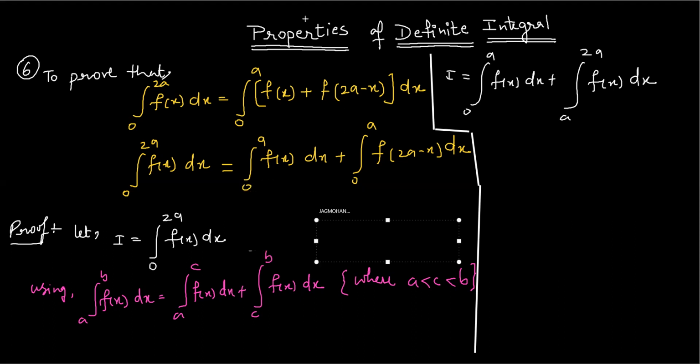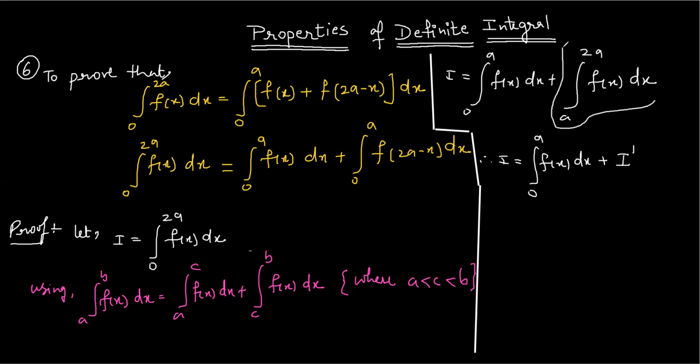Okay. So next we get, therefore I equals 0 to a f of x dx plus, this one is I dash. For this, I write I dash. And this is my equation 1.